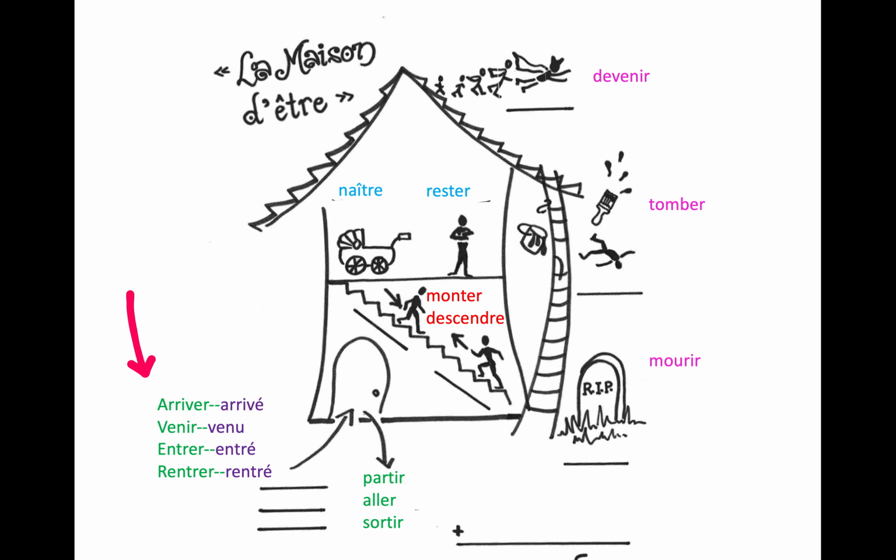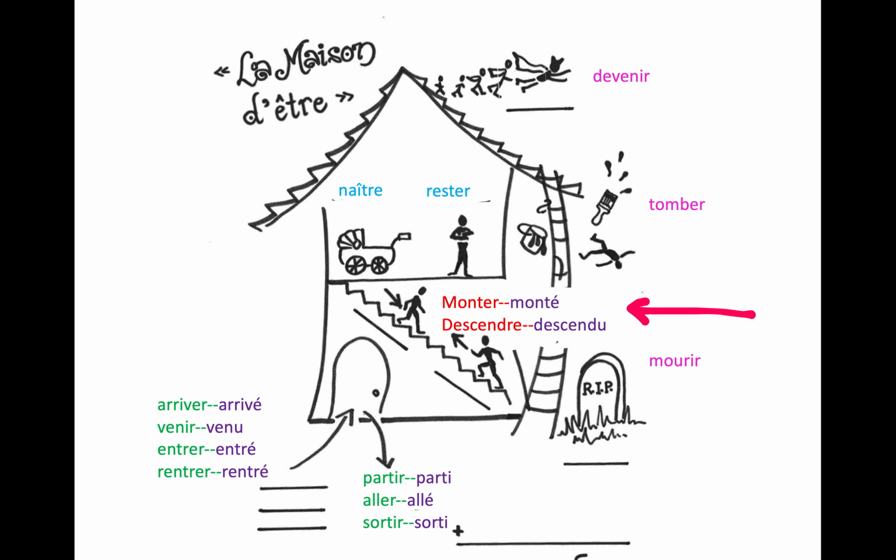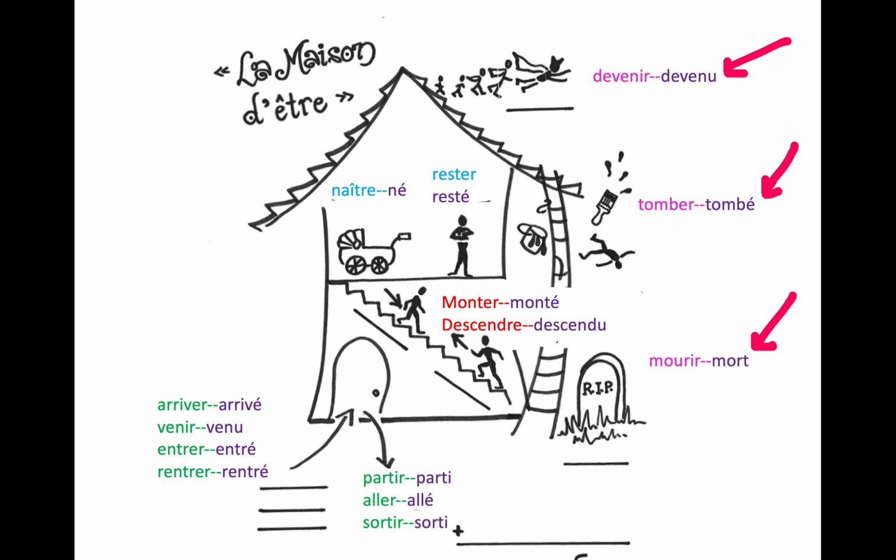So we have arriver, arrivé, venir, venu, entrer, entré, rentrer, rentré, partir, parti, aller, allé, sortir, sorti, monter, monté, descendre, descendu, naître, né, rester, resté. Start at the top. Devenir, devenu, tomber, tombé, mourir, mort. Can you tell which of these is irregular?